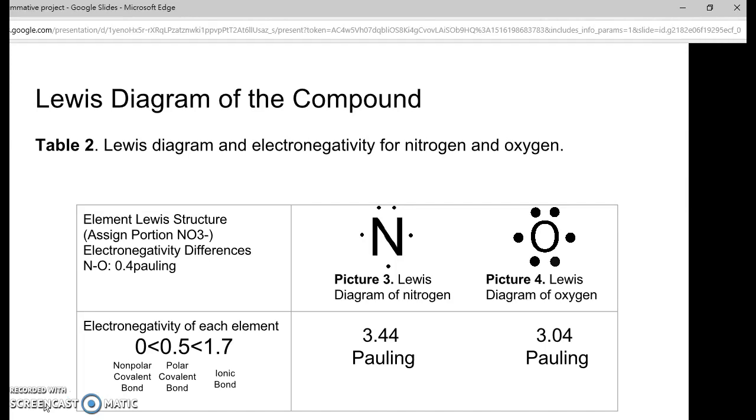As they combine, these dots, or valence electrons, will form covalent bonds, bonds which share one pair of electrons. The combination of oxygen and nitrogen forms nitrate. By finding the difference of electronegativity, we discover the bonds between N and O are likely polar.